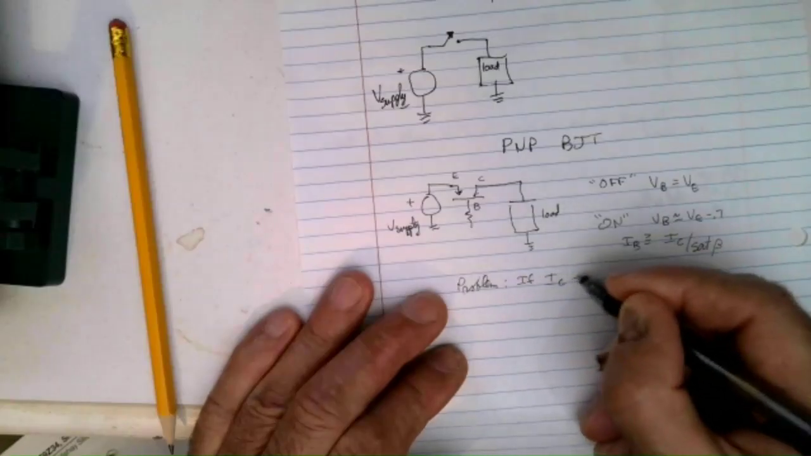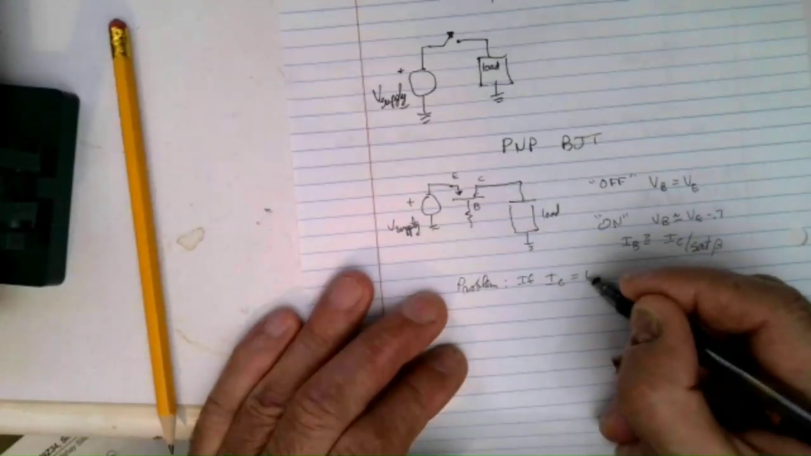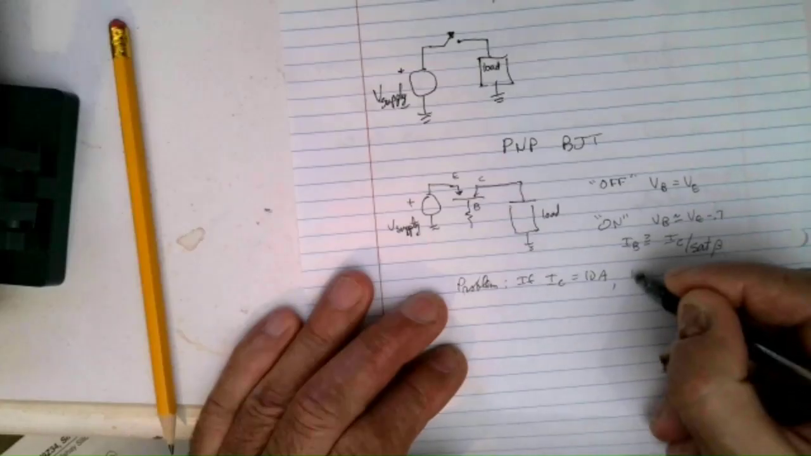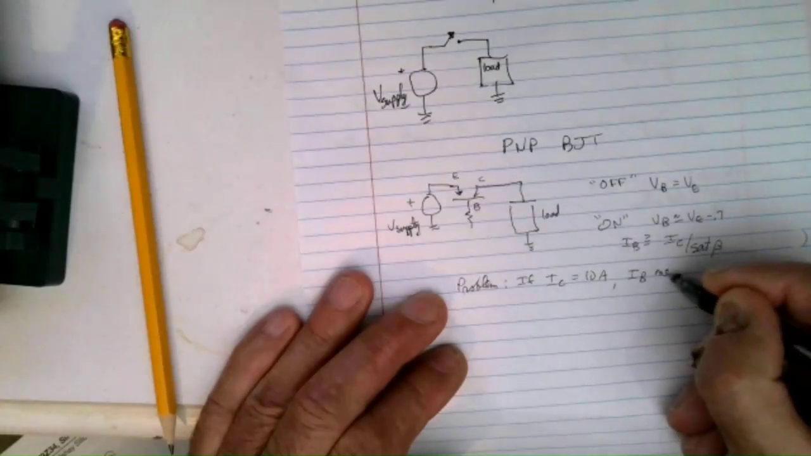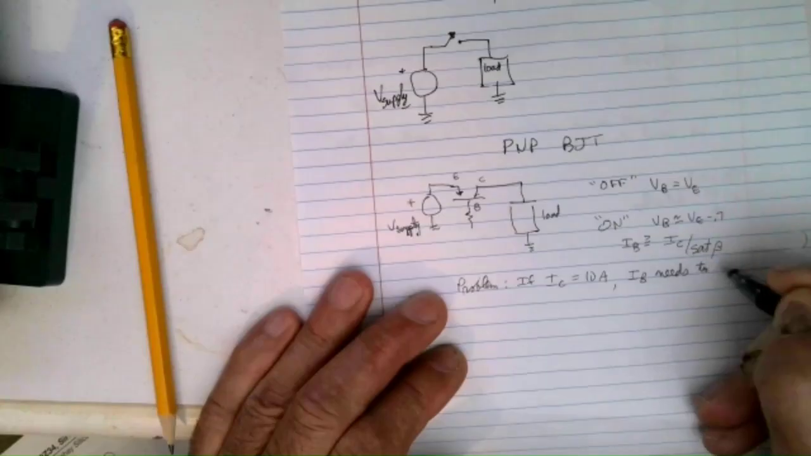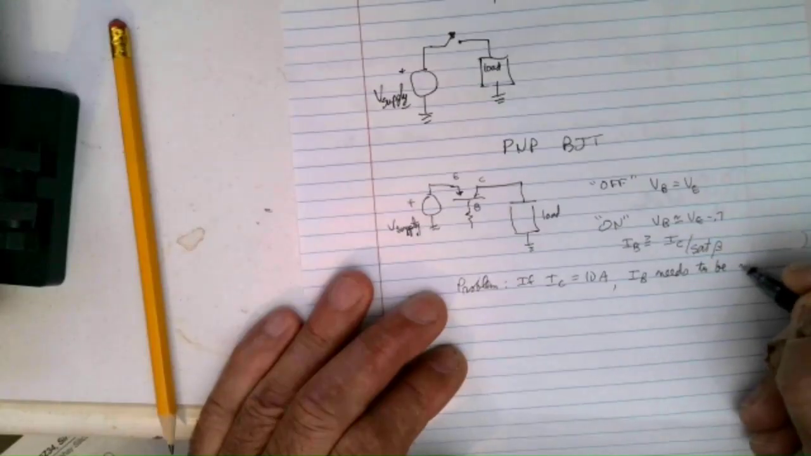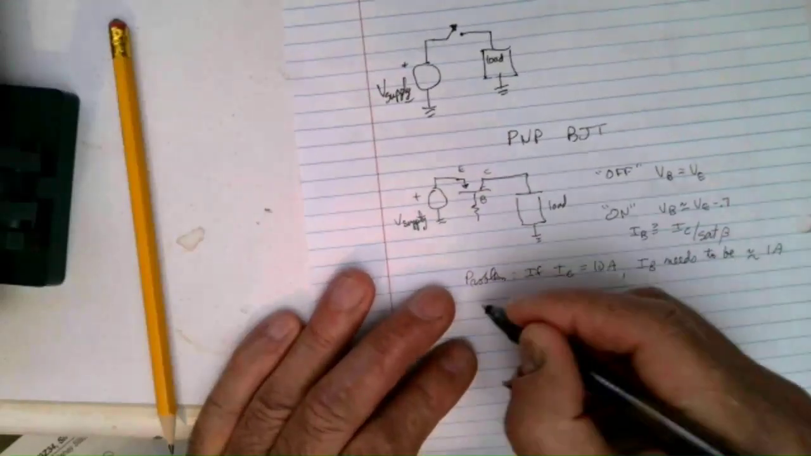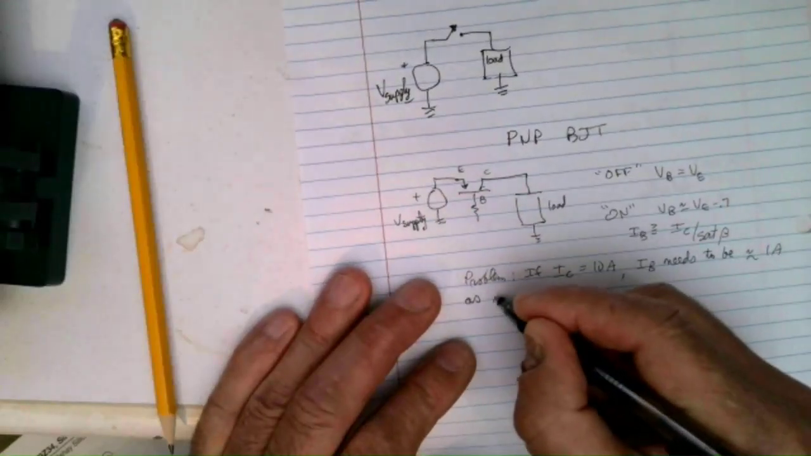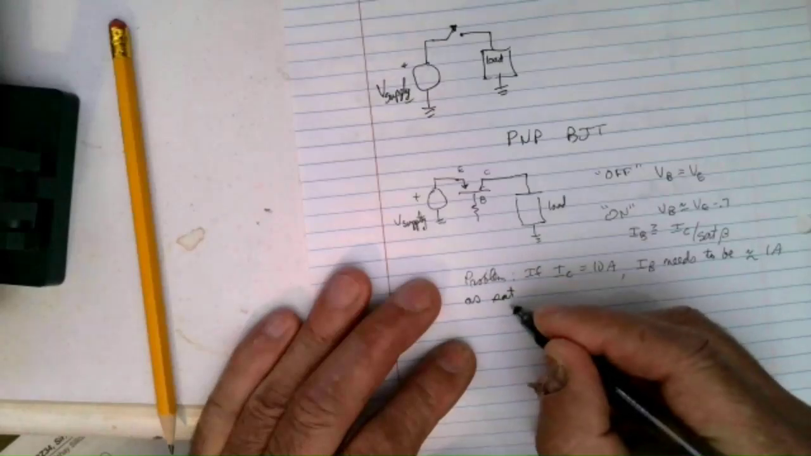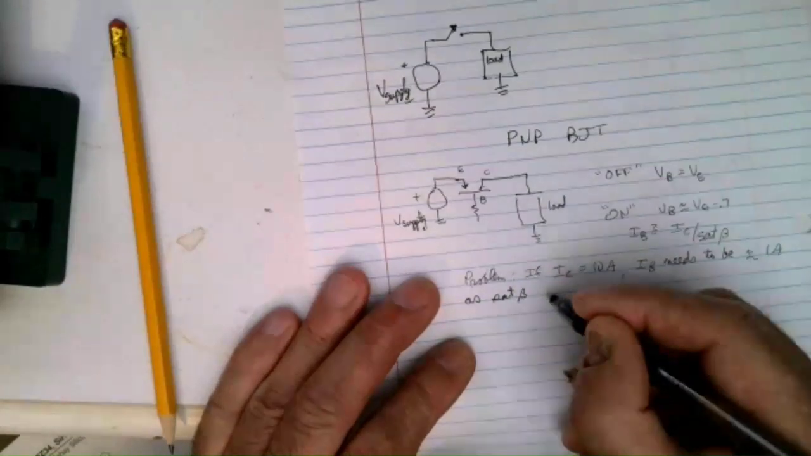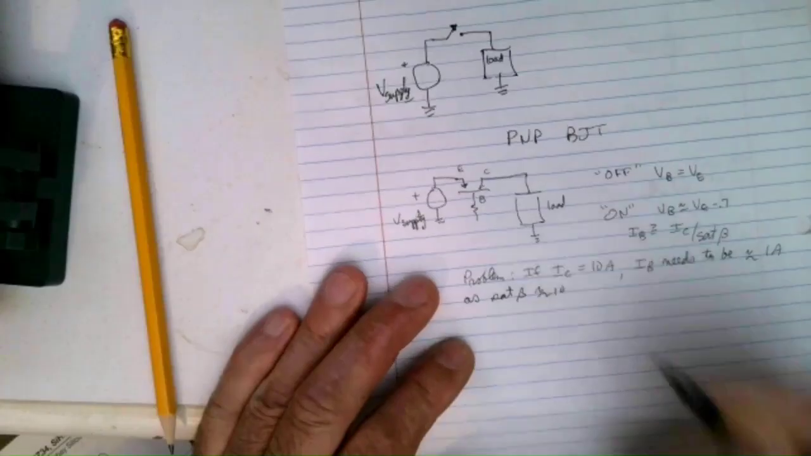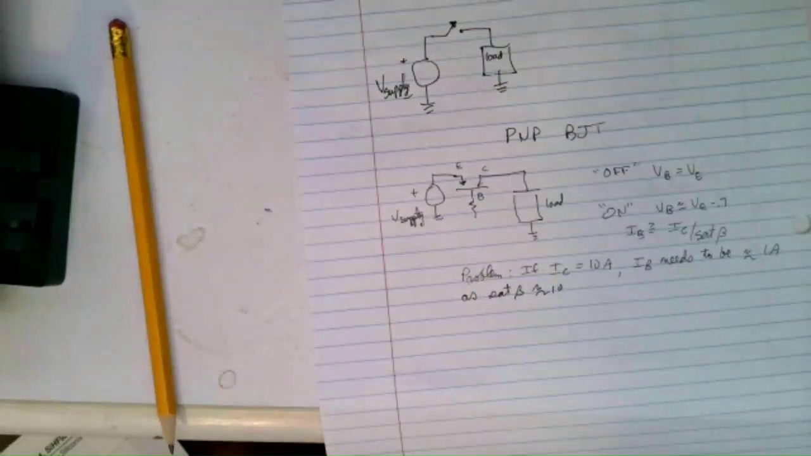If IC equals 10 amps, IB needs to be about 1 amp, because SAT beta stands for saturation beta, approximately 10. Okay, so I think that's the problem. I think you can see the problem.